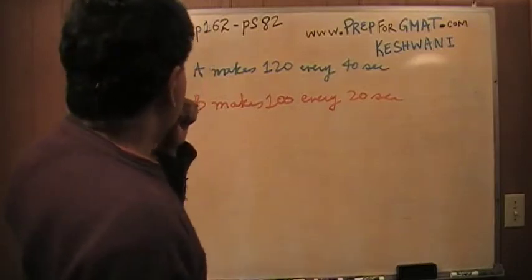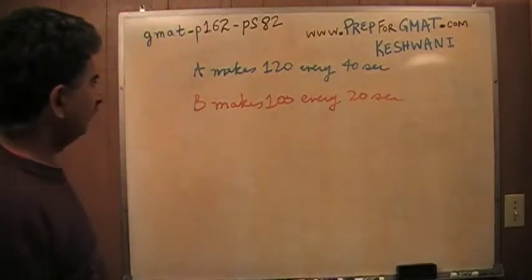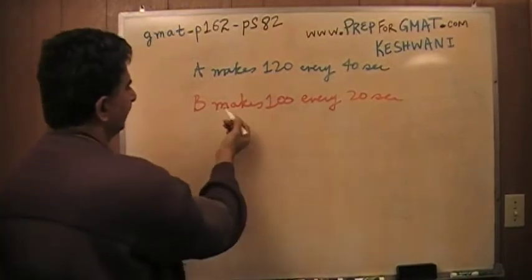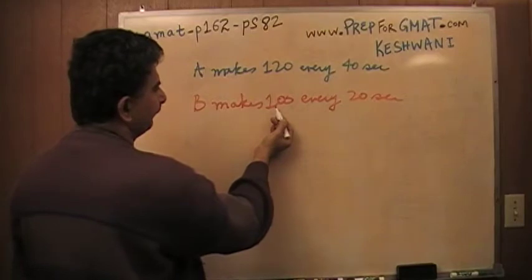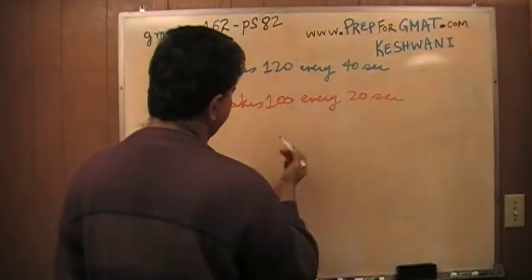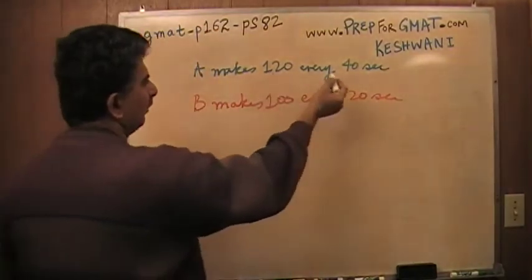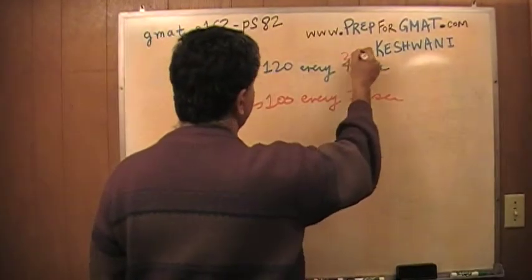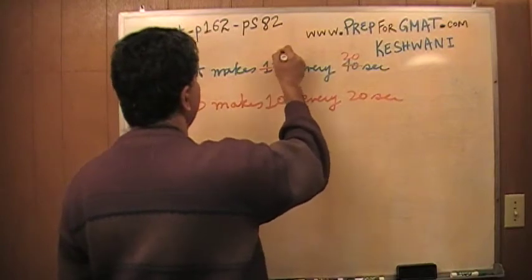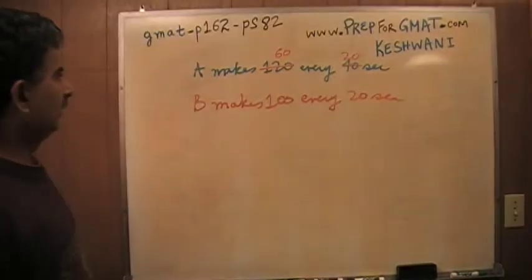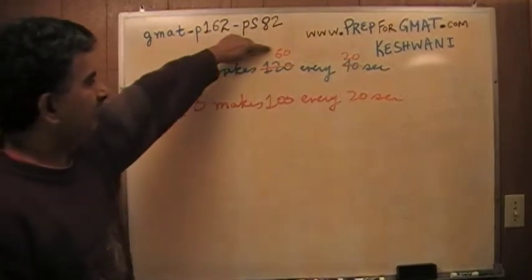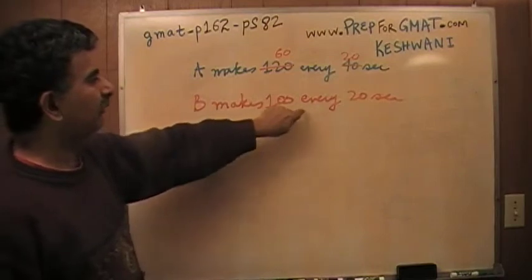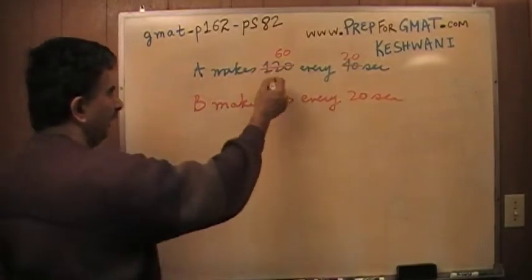All right. Total of 200 bolts. Well, let's first realize that this guy is making 100 bolts in 20 seconds. This guy is making 120 bolts in 40 seconds. So I'm going to make this thing the same as this guy. So let's change that to 20 seconds. And let's just change this 120 into a 60. So now machine A, we know, makes 60 bolts every 20 seconds, and machine B makes 100 bolts every 20 seconds. So we have altogether 160 bolts.